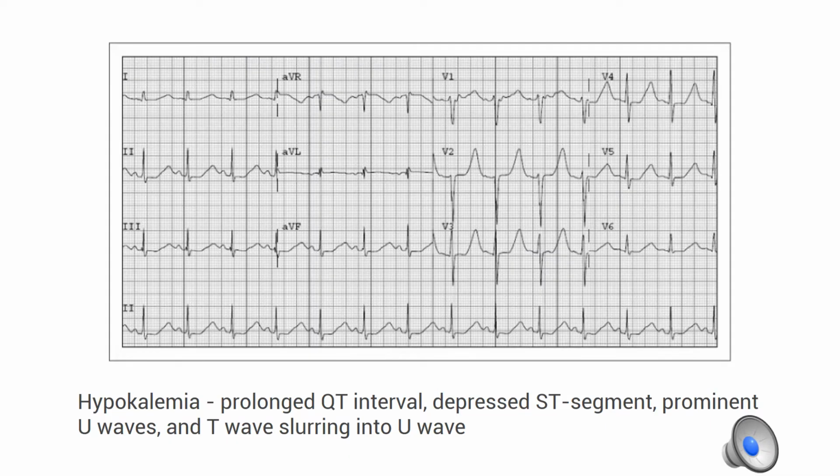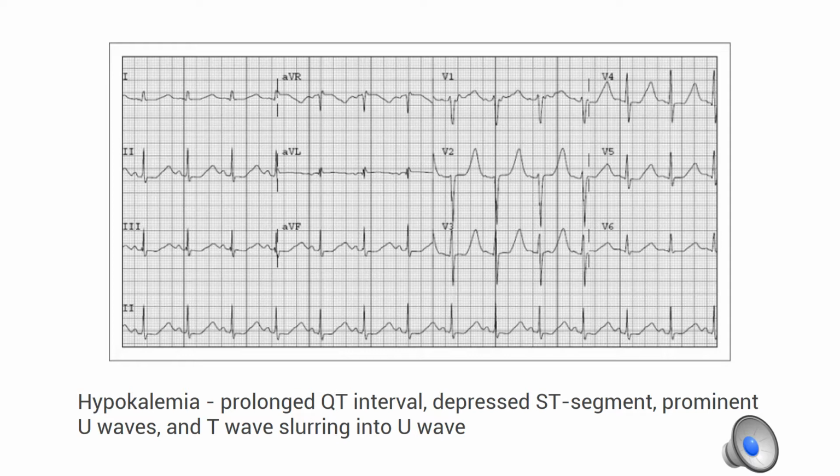So here's an example of what hypokalemia might look like on an EKG. If we look at lead 2, the major thing that's popping out at us here is that really big TU wave. So in this case, the T wave is kind of slurring and merging into the U wave and causing just one large U wave.